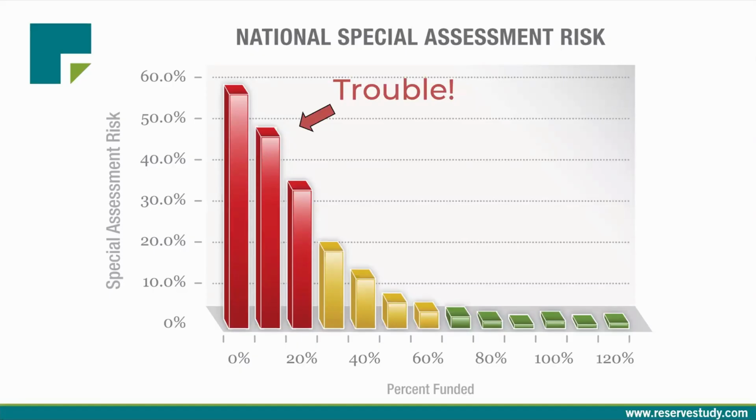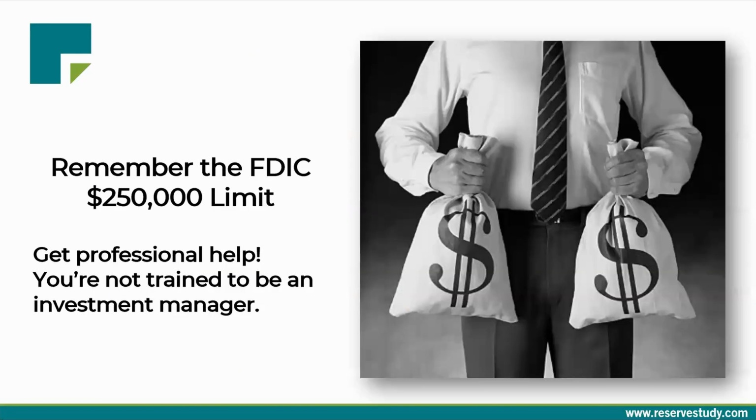This is why tracking your reserves on a percent funded basis is more effective than just tracking your cash flow balance. But cash flow balance is still important. You don't want to have more than $250,000 in one financial institution or bank. Every bank only insures its deposits to $250,000. So if your reserve balance is approaching or exceeds $250,000, get some professional assistance. You're not trained to be a professional investment manager. There are many out there that specialize in community associations.